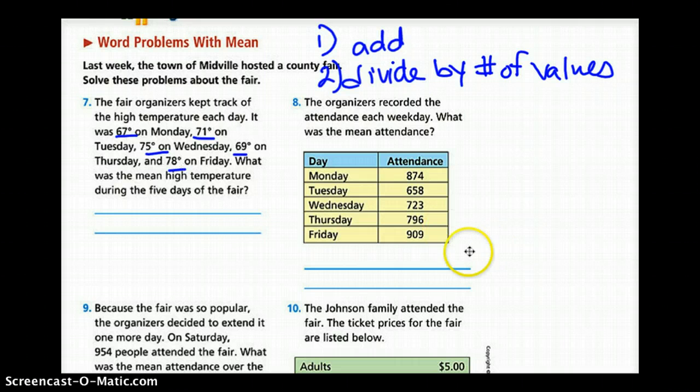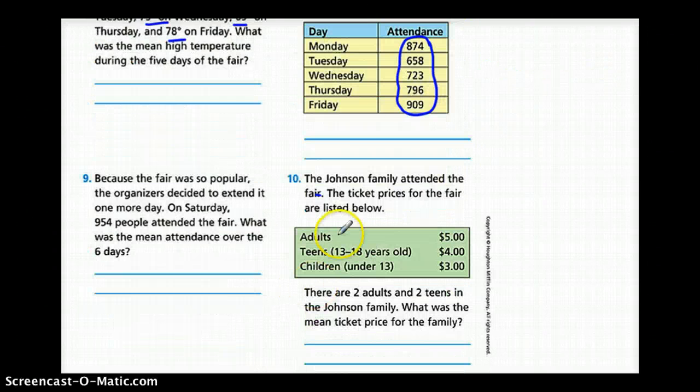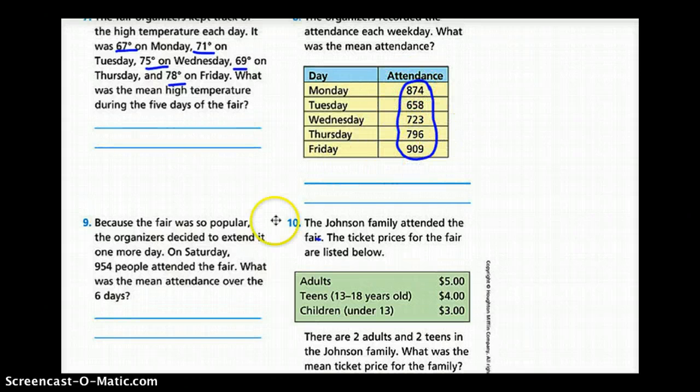Alright, number 8, you're going to do the same thing. However, you're going to have some larger numbers to add together. So make sure that your adding is correct before you begin dividing. Make sure all numbers are lined up. Number 9, you're using the same set of data, but now you're going to add on a Saturday. So that would add a Saturday down here. And now you're going to divide by 6 days instead of 5.